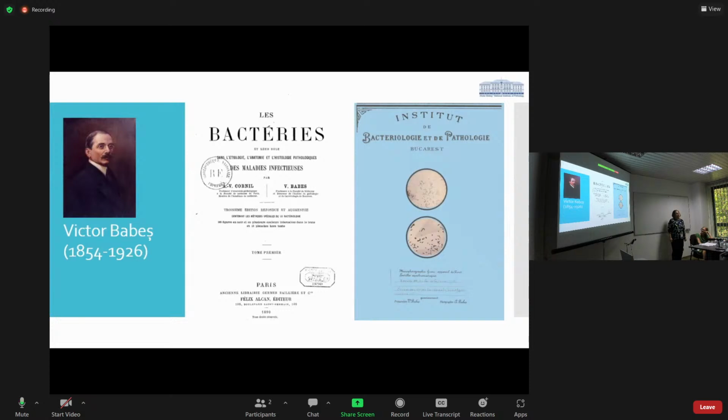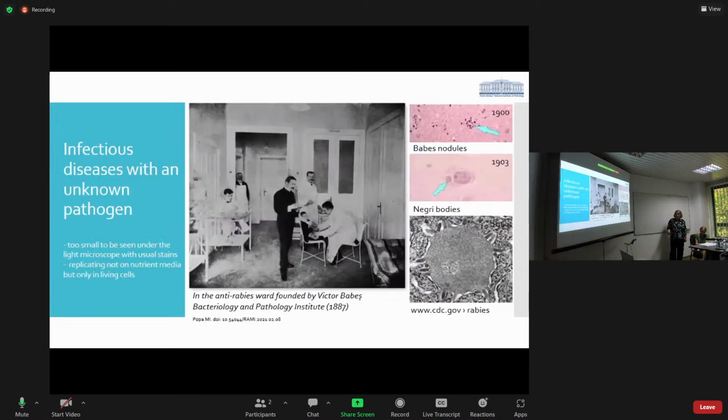At the beginning of the 20th century, Victor Babeș came back to Romania and developed an institute of bacteriology and pathology. He was one of the most important pathologists and bacteriologists at that time, and wrote the first textbook of bacteriology along with his friend Cornel. And he was interested in almost all infectious diseases, with specific interest in rabies, which was quite frequent at that time.